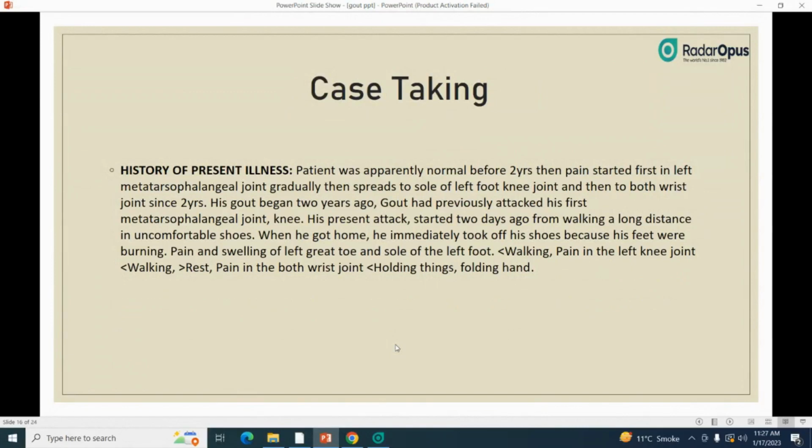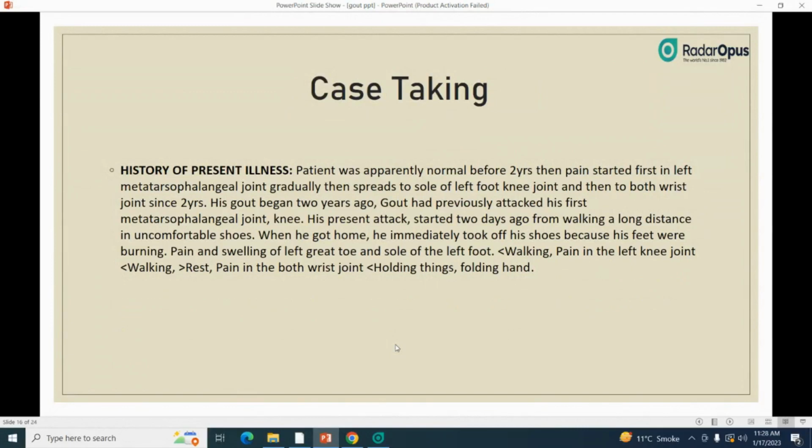His present attack started 2 days ago from walking a long distance in uncomfortable shoes. When he got home, he immediately took off his shoes because his feet were burning. Pain and swelling of the left great toe and sole of the left foot, aggravated by walking. Pain in the left knee joint, aggravated by walking.